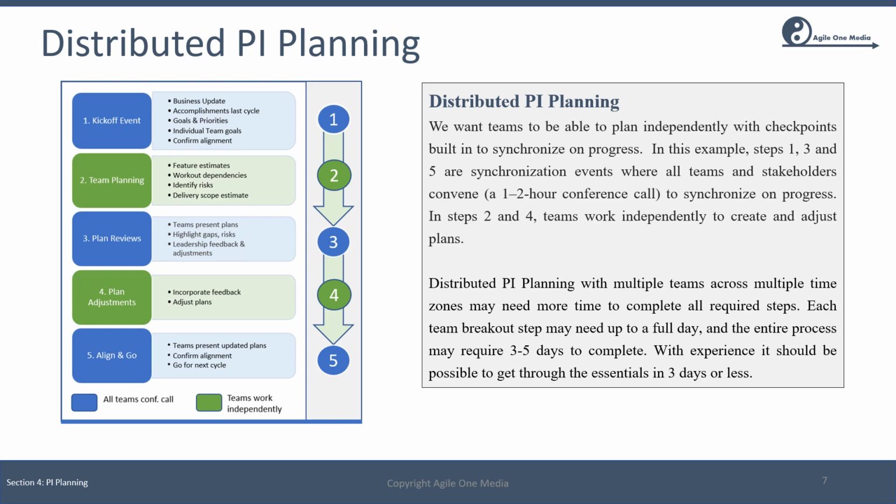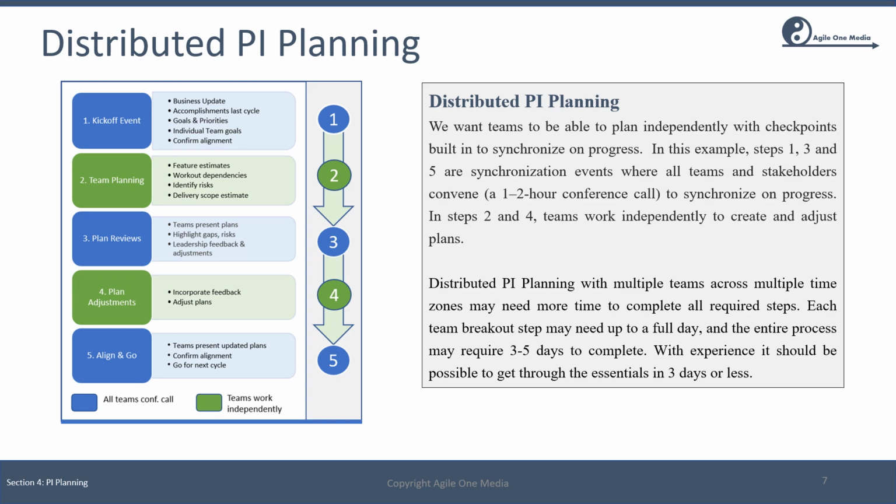Now let's look at one possible approach to distributed PI planning. So in this model, we want teams to be able to plan as independently as possible, but with checkpoints built in to synchronize on goals and synchronize on progress. So in the example here, we have a five-step process. Steps 1, 3, and 5 are synchronous. That is, we have all teams and stakeholders on a conference call to synchronize on goals and progress. Whereas steps 2 and 4, teams work independently to create and adjust their plans.